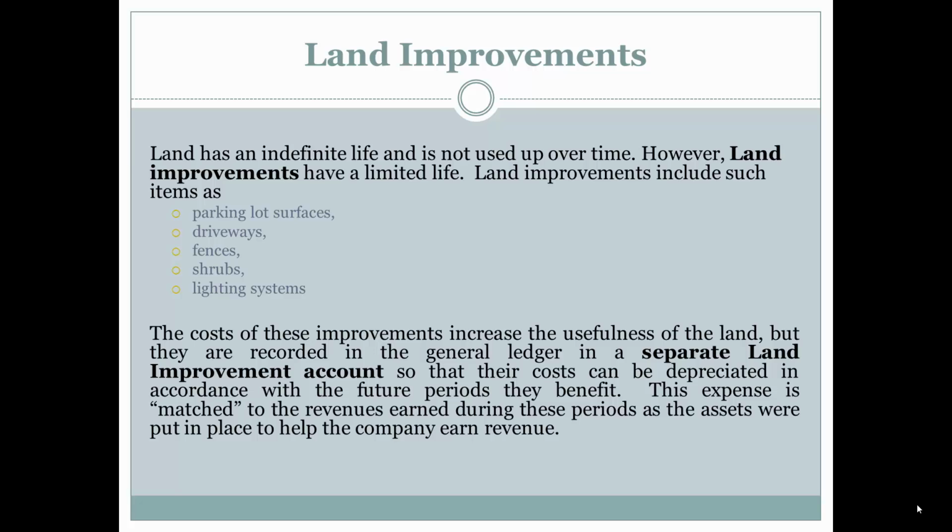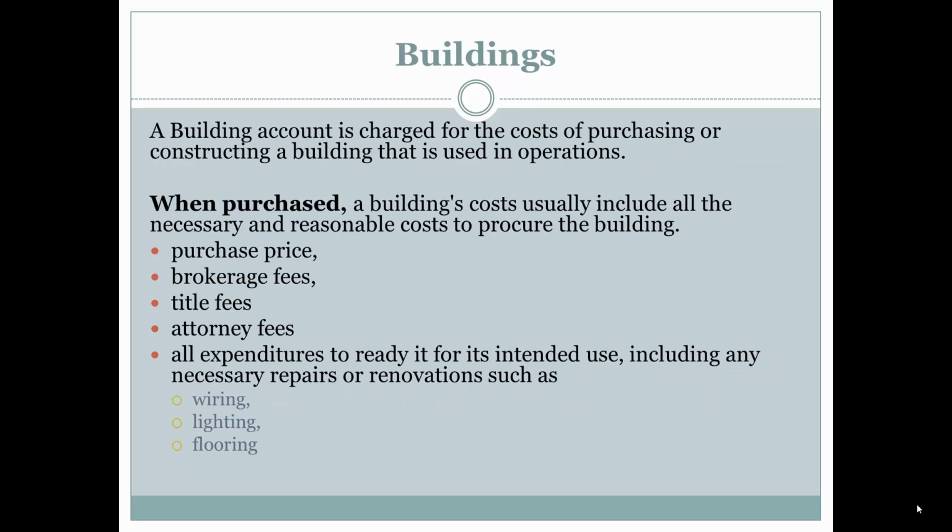Next, let's look at land improvements. Land has an indefinite value and is not used up over time. However, land improvements have a limited life, and they include such items as parking lot services, driveways, fences, shrubs, and lighting systems. These will need to be depreciated, so they need to be separated from the land. The cost of these improvements increases the usefulness of the land, but they are recorded in a general ledger in a separate land improvement account so that their costs can be depreciated in accordance with the future periods they benefit. This expense is matched to the revenues earned during these periods as these assets were put into place to help the company earn revenue.